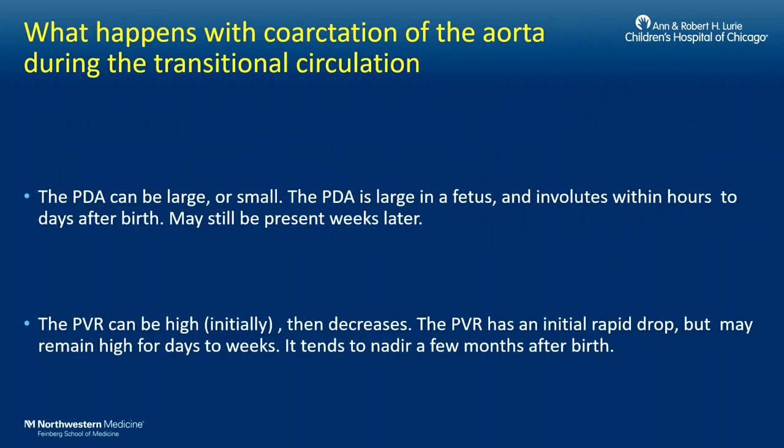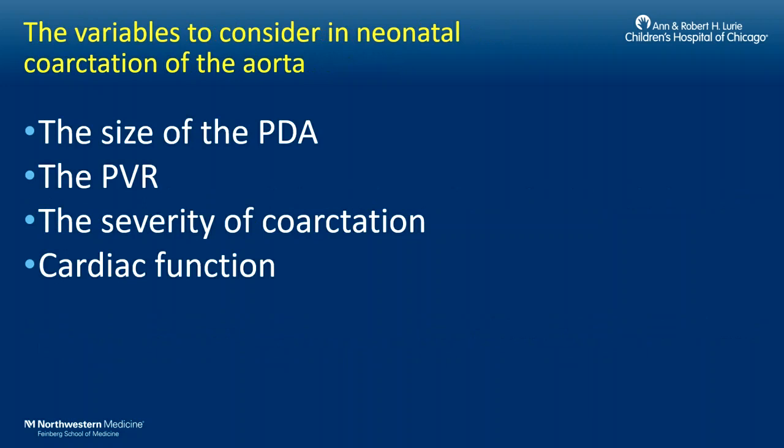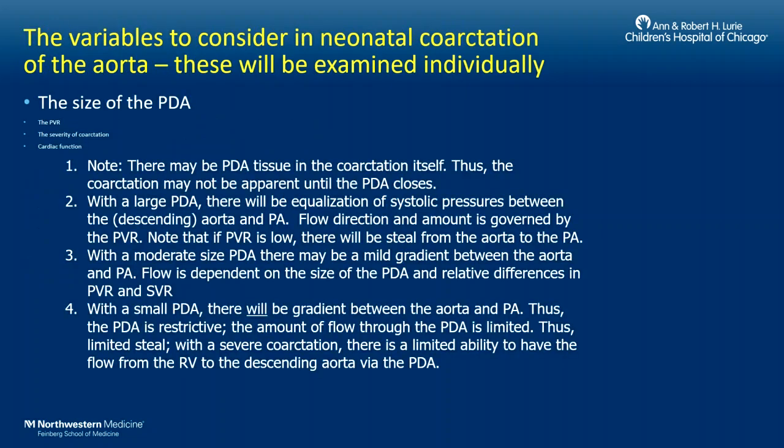So what happens with coarctation of the aorta during the transitional circulation? First, remember, PDA can be large or small. PDA is large in a fetus, involutes within hours to days after birth, but may still be present weeks later. PVR can be high initially, then decreases. There's an initial rapid drop, but it may remain high for days to weeks, and then matures in a couple of months. The variables to consider in neonatal coarctation are the size of the PDA, the pulmonary vascular resistance, the severity of the coarctation, and cardiac function. So let's talk about the size of the PDA first.